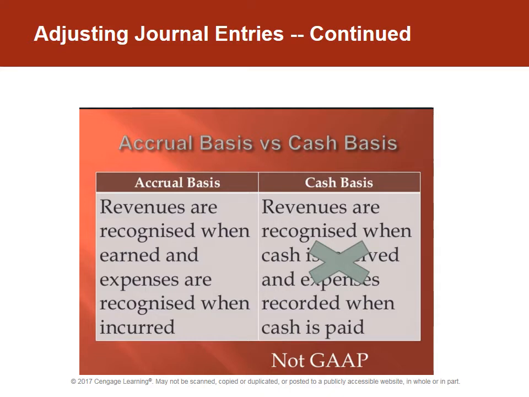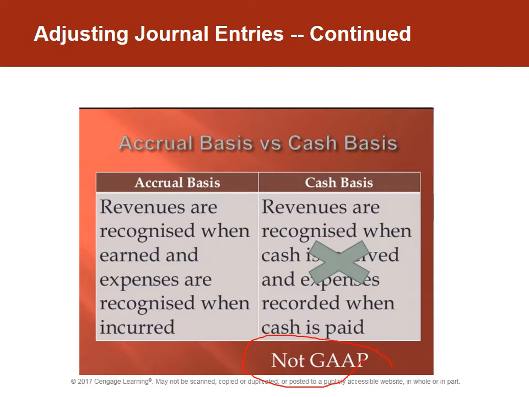We're going to be talking further in our final section about adjusting journal entries, and I found this. Looks like it's British because of the way they spell recognized, but I love this picture. Accrual basis versus cash basis, and please note at the bottom, it very clearly tells you that the cash basis is not GAAP, and it's not supposed to be used for a professional set of financial statements.